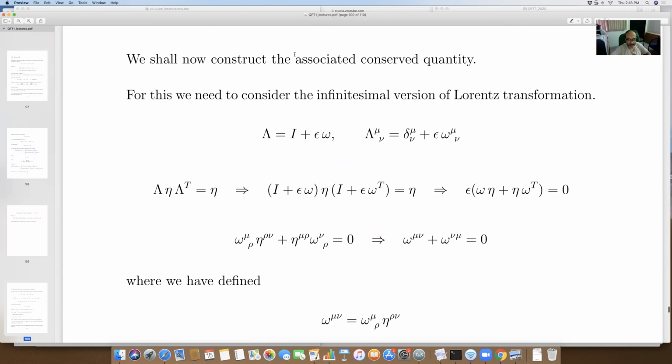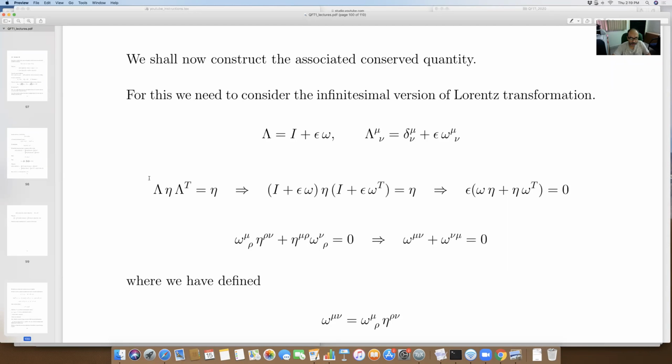Now that we have identified a symmetry, we'll try to construct the associated conserved quantity. As usual, to find a conserved quantity, you have to find the infinitesimal version of the Lorentz transformation. So we write lambda as the identity matrix plus epsilon times omega, because the identity transformation is the identity matrix. So you take a small number epsilon times some matrix omega. We'll find what omega is soon. In components, lambda^mu_nu is delta^mu_nu, because this is the identity matrix, plus epsilon times omega^mu_nu. When you think of this as a matrix, the first index is the row index, and the second index is the column index.